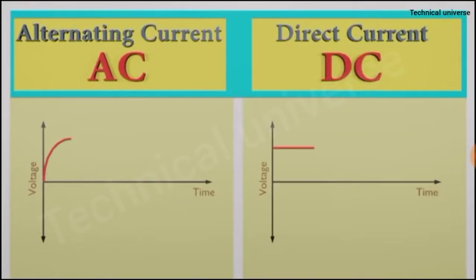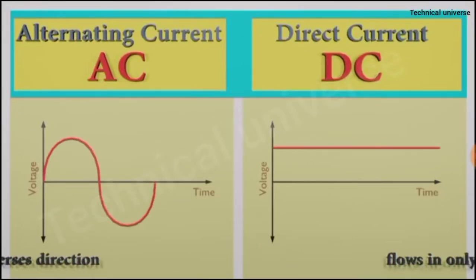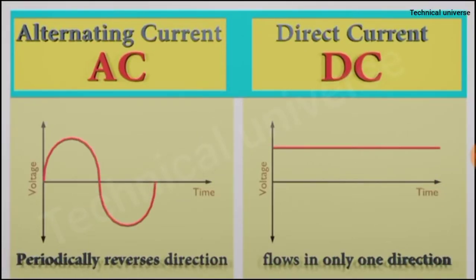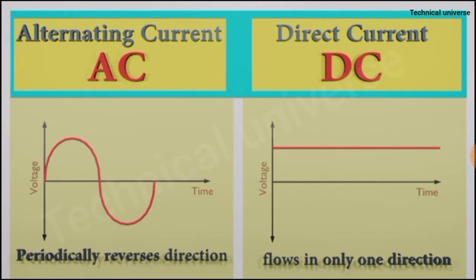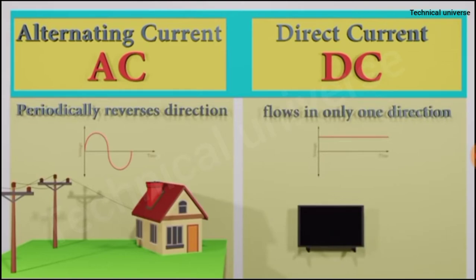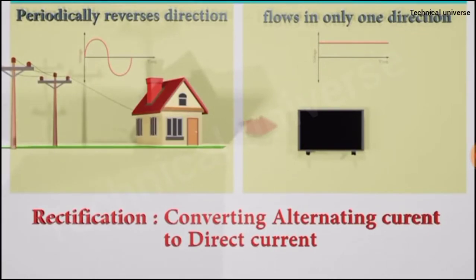We mainly have two current types that are widely used. One is alternating current, which periodically reverses direction, and the other is direct current, which flows in only one direction. Our homes get alternating current from the grid, but most of the modern electronic equipment uses direct current. So we need to convert the AC to DC. This process of converting alternating current into direct current is given the name rectification.